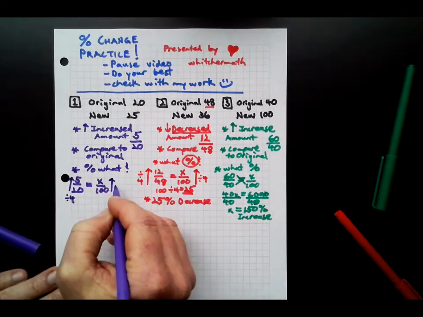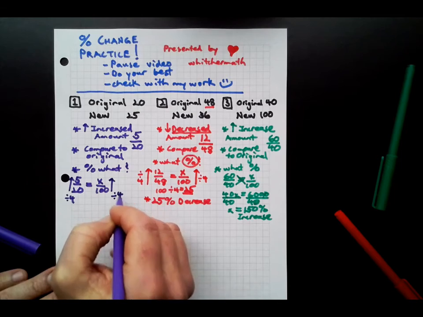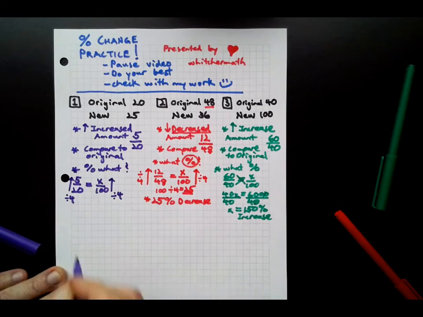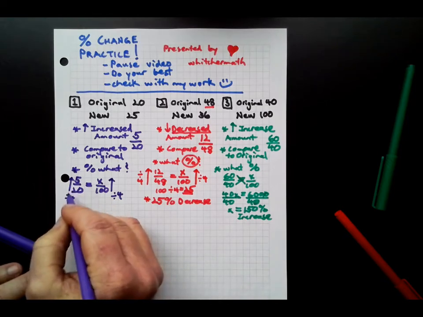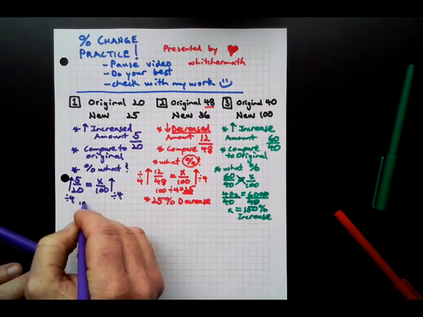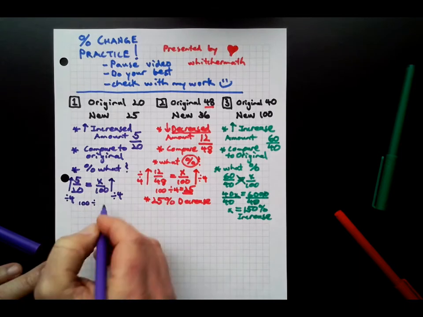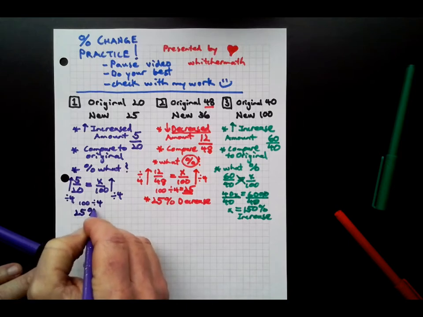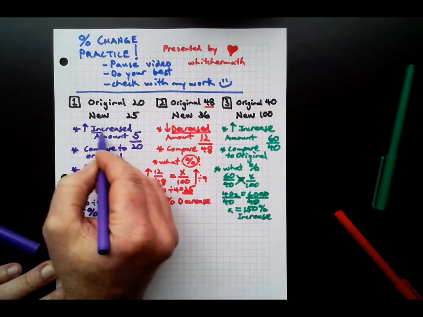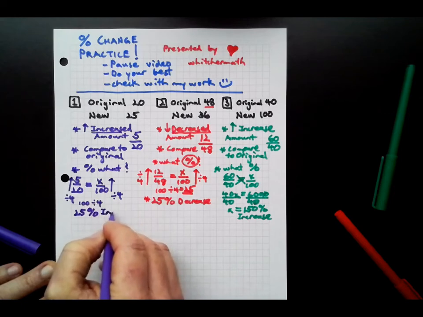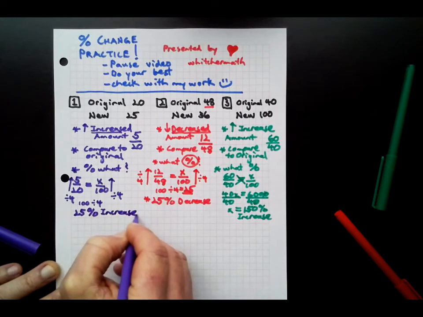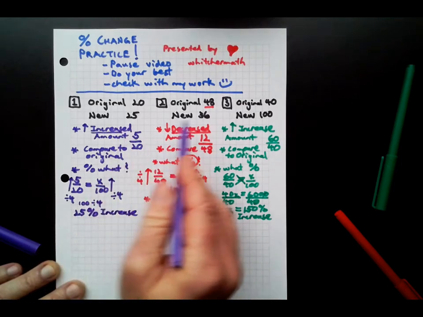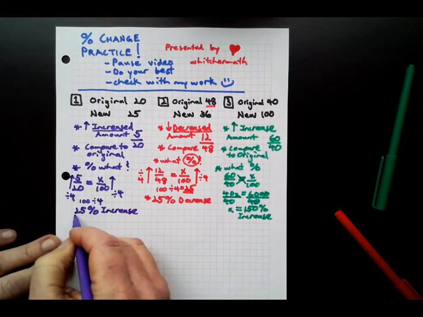If you are unable to make some kind of observation like this, your backup plan is always cross multiply and solve like we did on the green problem. Okay? But if you notice a simple relationship like this, why not use it? So we're going to get the same answer as number 2, the red one. 25%, or is it the same? This one increased. That's why those words are so important. These answers are not the same. The number is the same, but the situation is different. One went up, one went down.